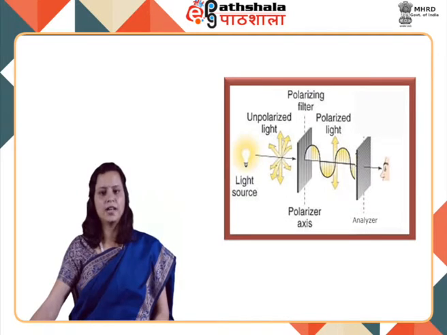Now, the question arises, what is plane polarized light? Plane polarized light is light which oscillates in a single plane, while ordinary light oscillates in all possible directions. If a solution of one enantiomer is placed in the path of plane polarized light, the plane of polarization is rotated either clockwise or counterclockwise.